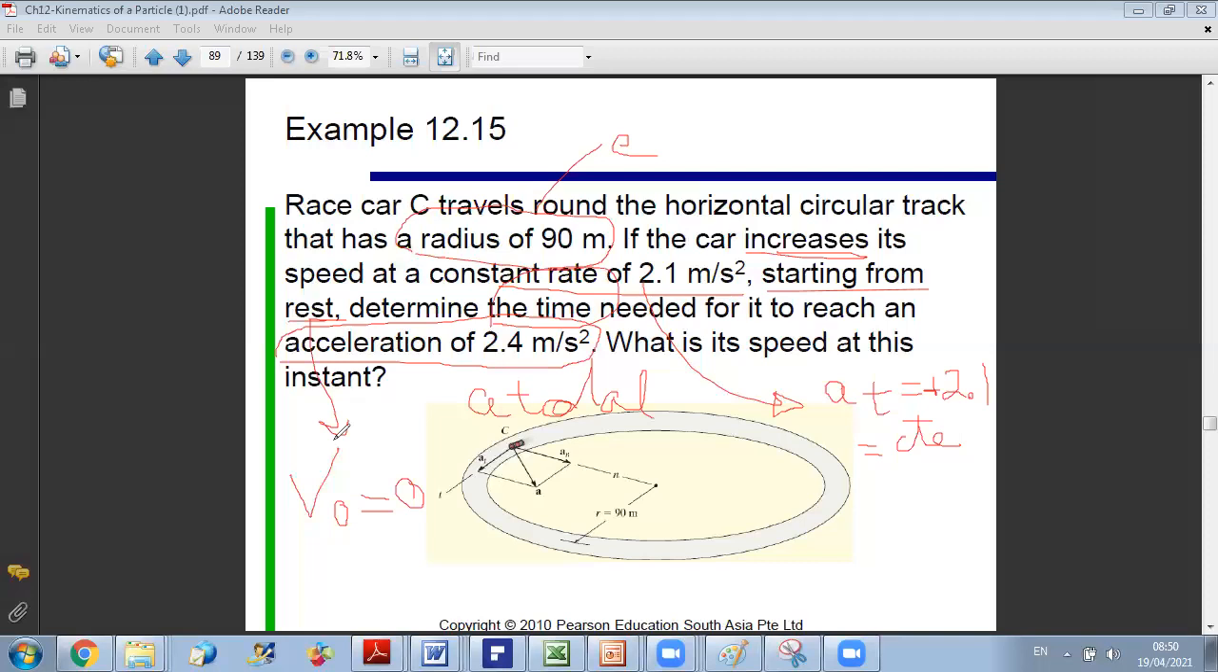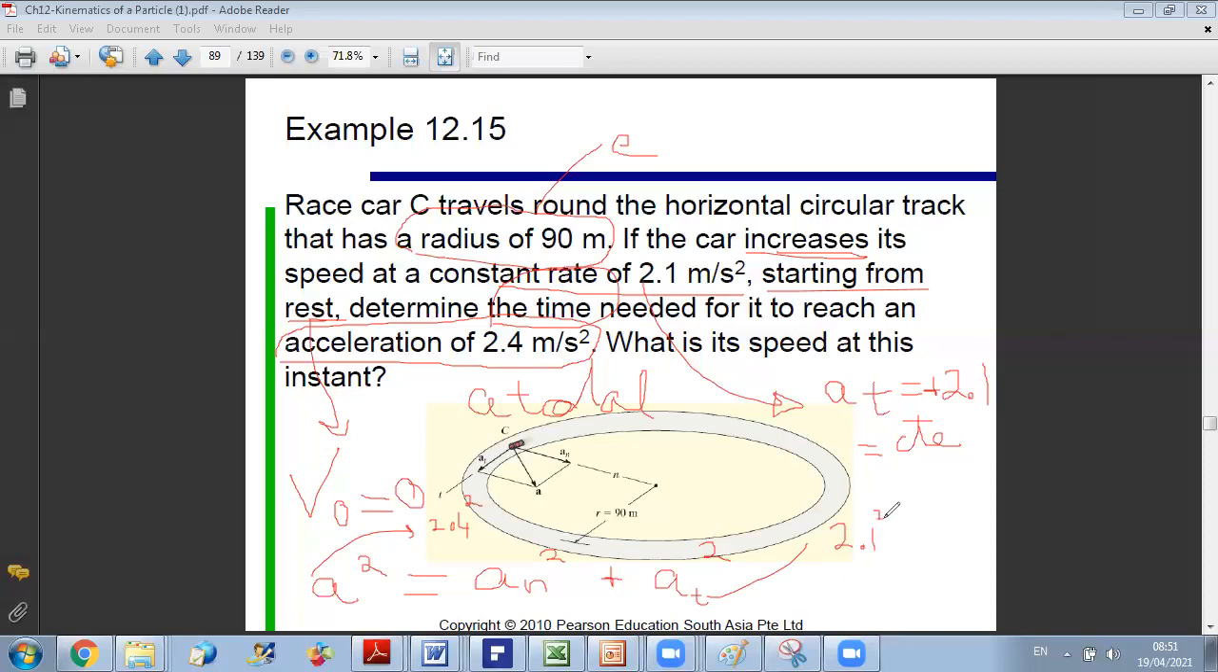So the first thing to write is that the total acceleration is equal to the square root of an squared plus at squared, or you can put that the total acceleration squared is equal to an squared plus at squared. Okay? Now, already you have that the total acceleration is given. So I can replace a by its value, which is 2.4. So I get 2.4 squared. I replace at by 2.1. So I can get the value of an.